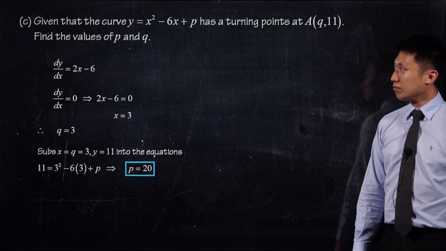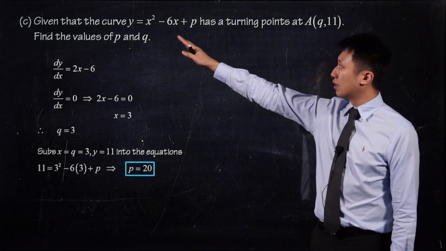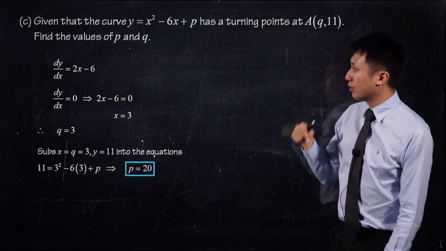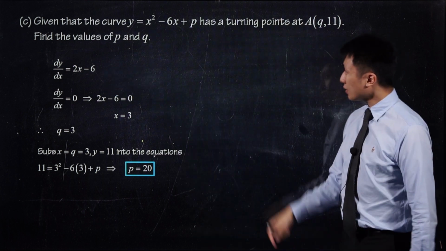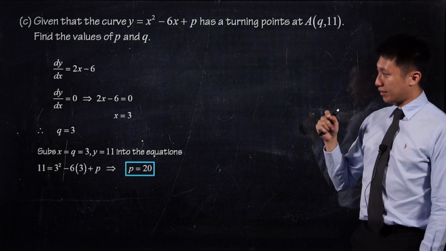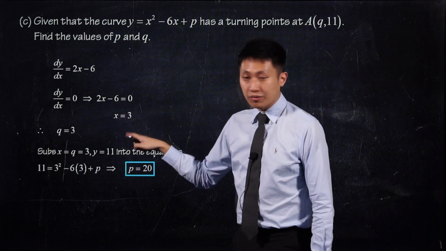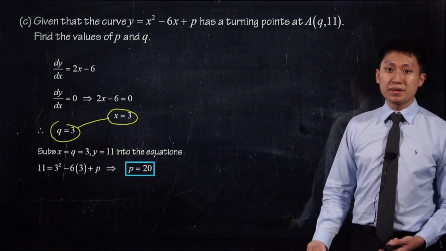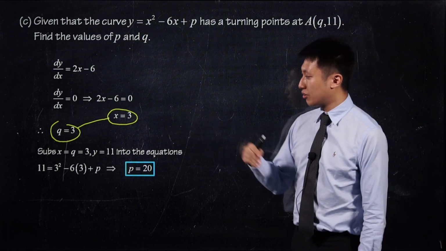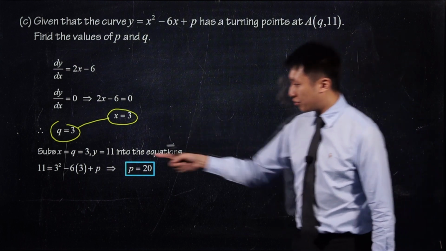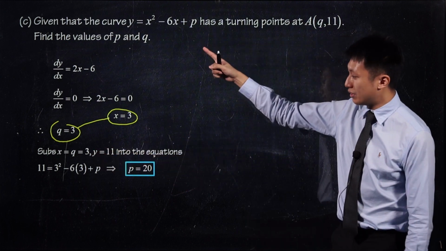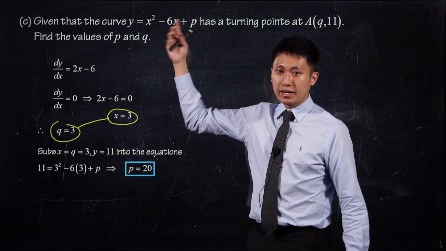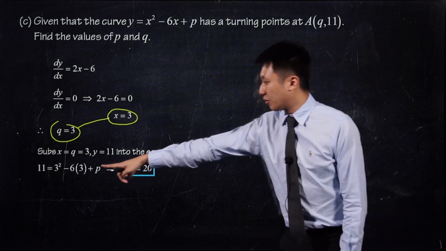Easy. Okay, C. Given that the curve, this one, has a turning point, this one. So definitely P and Q you need to find, right? Okay, P and Q. So dy dx, you get this one. Set it to be equal to 0, it's equal to Q. So these two are the same. Okay? Alright? So that's the meaning of turning point, right? Okay, sub x equal Q and equal to 3 and y equal 11 into the equations, because a turning point is also a point on the curve. So you sub into the curve, left hand side must be equal to right hand side. Hence, you'll get P is equal to 20.